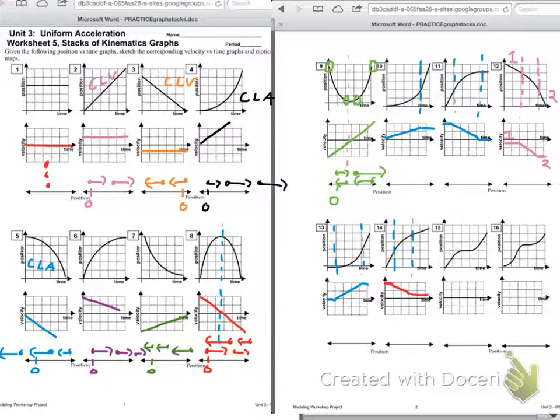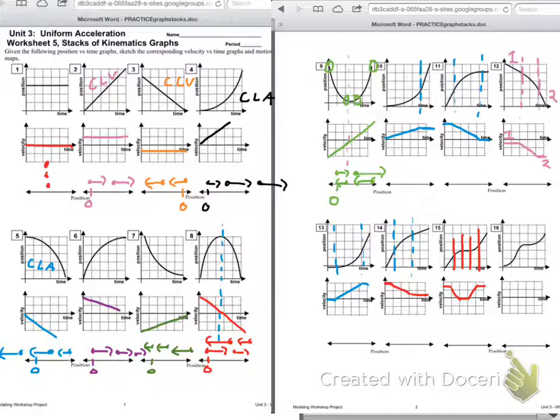And then number 15. Number 15 gets broken down into 5 pieces. We have linear velocity, acceleration, linear velocity, acceleration, and linear velocity. So this one, we have a slope of about 1.5, and it's positive. And then we have linear acceleration, that's going to bring us to our 0 velocity. And then we have linear acceleration again, and then a constant velocity to end it.